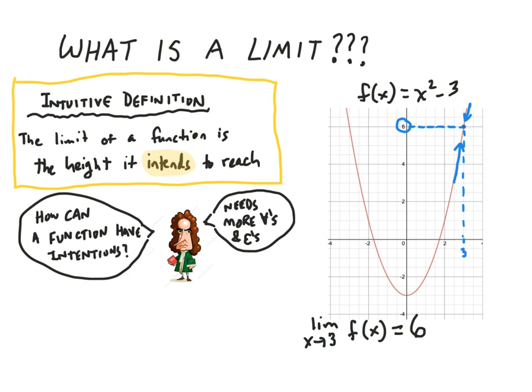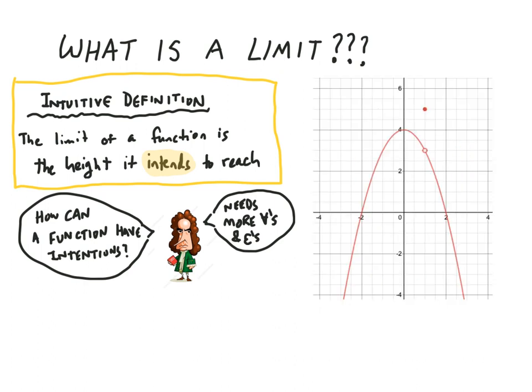That was a function whose intentions were perfectly clear. Let's look at another example where it's not quite so obvious. In this function, I notice that there's a hole in the graph. I'm not going to give the specifics of the function f, but ask what's the limit as x approaches 1 of f. I notice there's a hole right there at 1. I also notice that there's a closed-in circle up here at the coordinate (1, 5), which means the actual height of the function at 1 is 5.